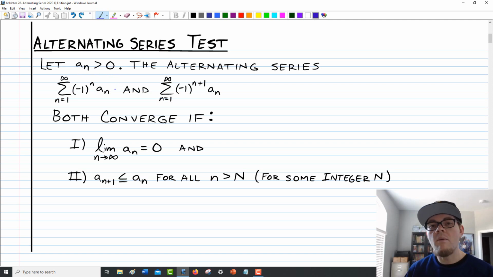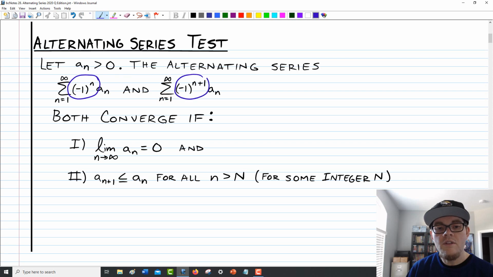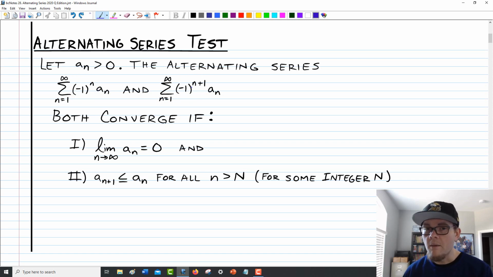Well, keep in mind, the reason that we make sure and require that this a sub n term is always positive is that we want to explicitly include the toggles in our definition of an alternating series, or in our definition for the alternating series test. That way there's no muddying the waters between a negative sign that comes from a term and a negative sign that comes from a toggle. That way we're guaranteed this is going to alternate, because we'll have a positive times either a plus or a minus depending on the term.